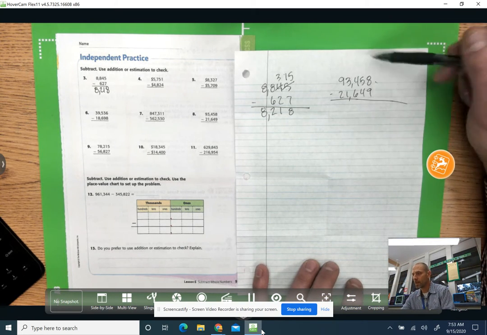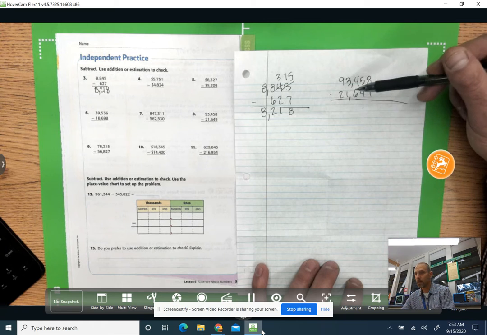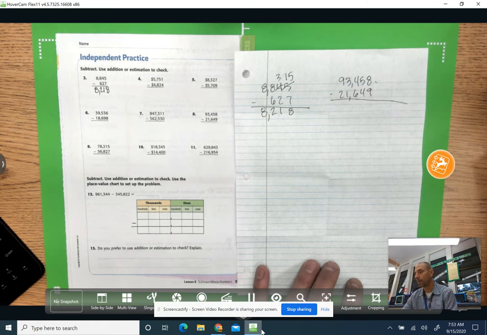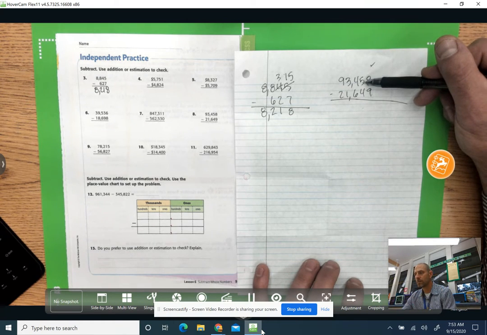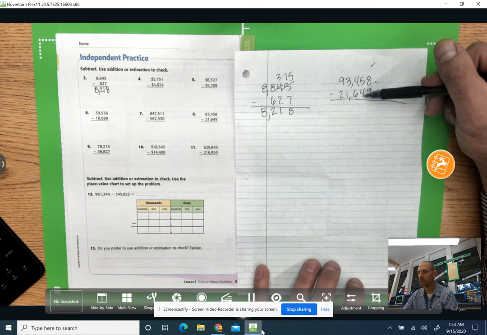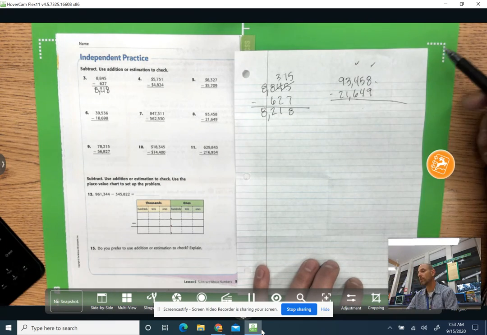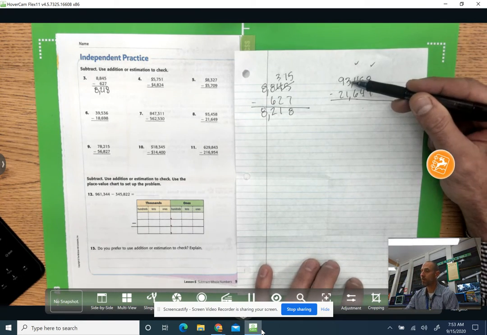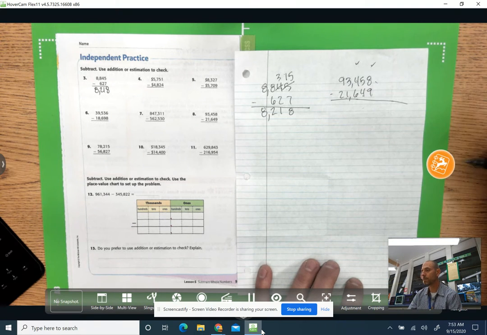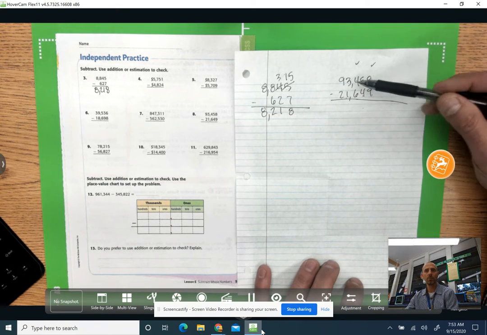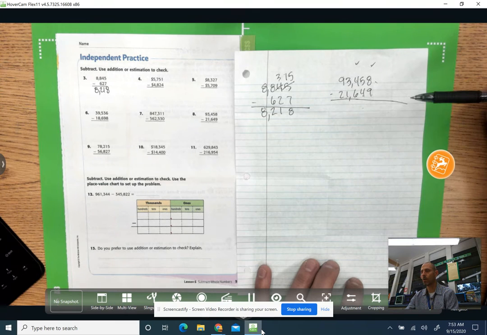Where are you going to need to borrow in this problem? Okay, the 8 is smaller than the 9, so you know you're going to have to borrow there. The 5 is larger than the 4. No big. Keep on going. The 4 is smaller than the 6. You know you're going to have to borrow in the hundreds place. The 3 is larger than the 1, and the 9 is larger than the 2. And so here we have 2 place value positions that we're going to need to borrow for.